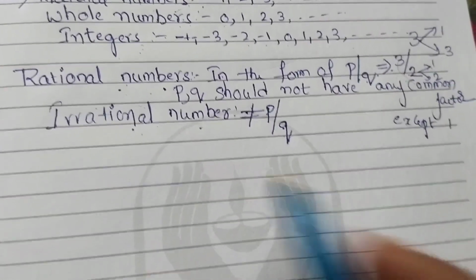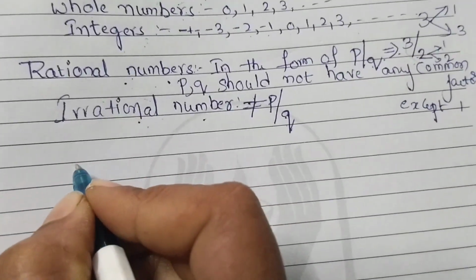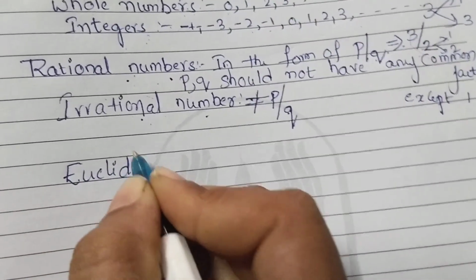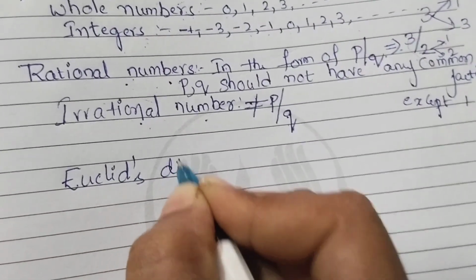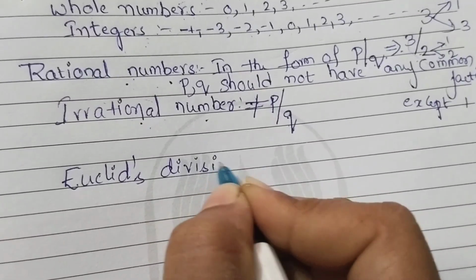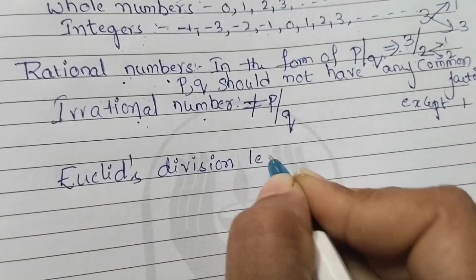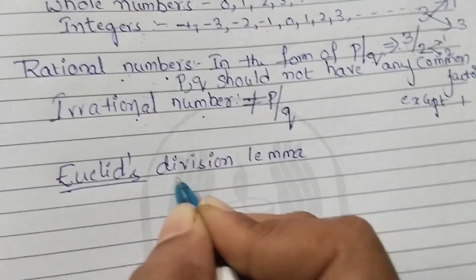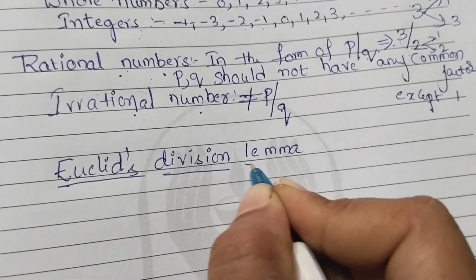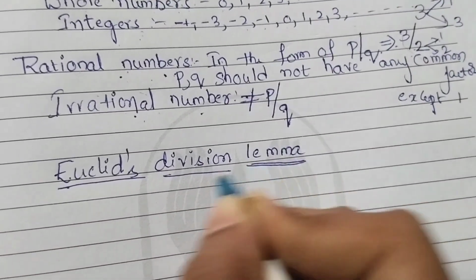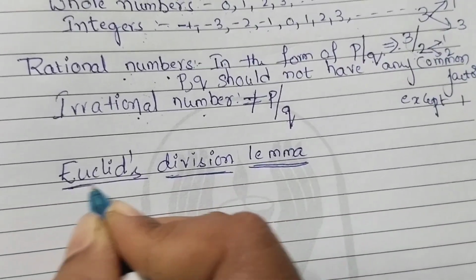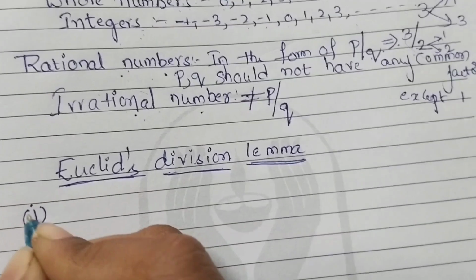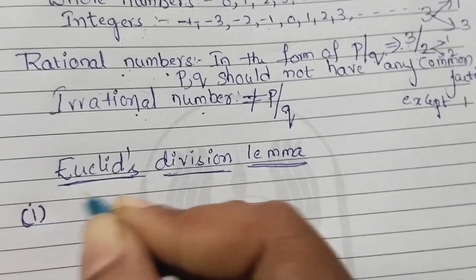Okay, our next topic is Euclid's division lemma. Very simple. I'll go with the definition first. But it is very simple. We already know it.